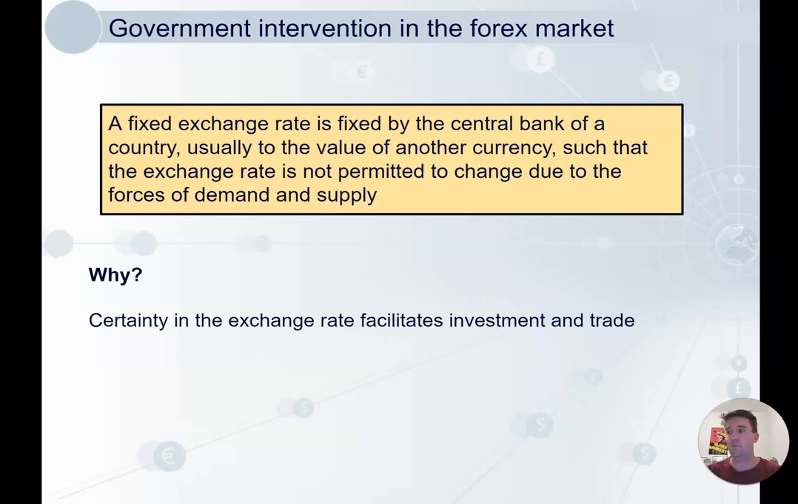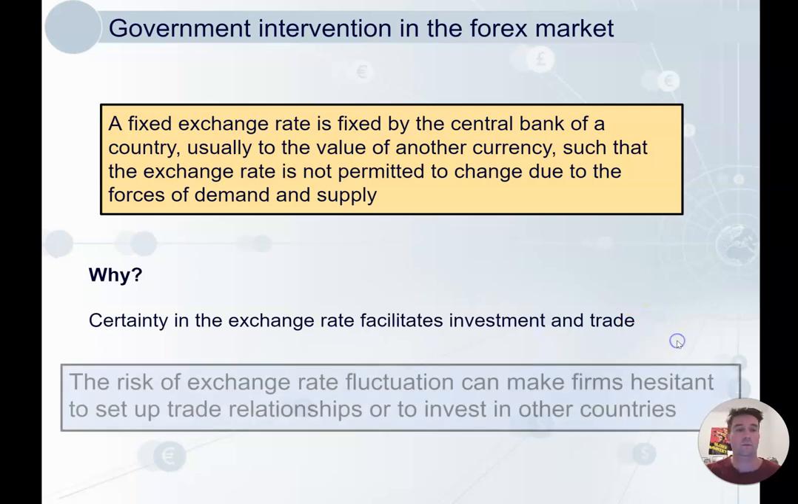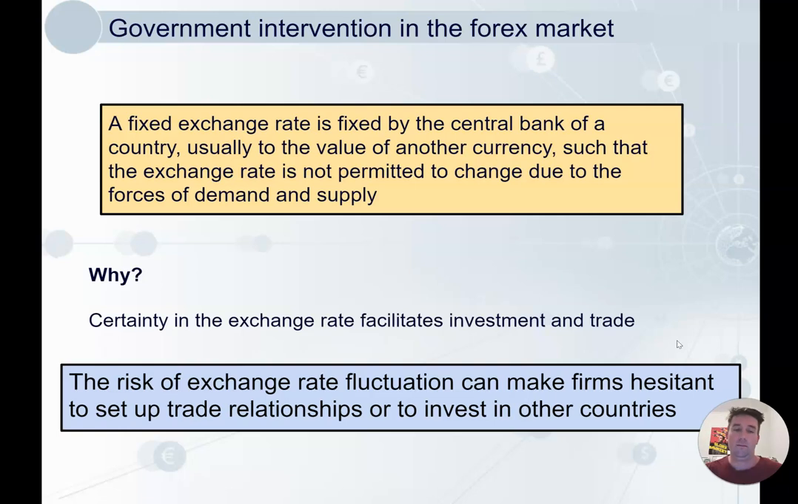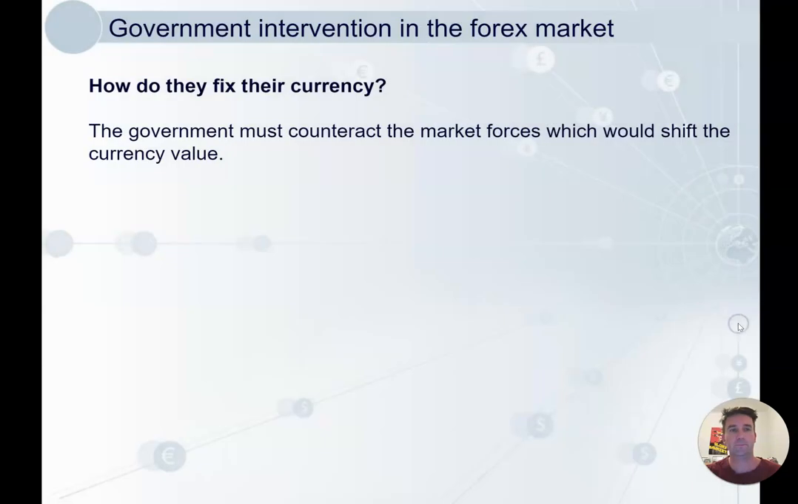Trade relationships are generally longer term. So if you say, we're going to buy this good from India, you're going to think about doing that for a long time. If you know that their exchange rate is not going to change, you might be more willing to do that. This is what I just said. The risk of exchange rate fluctuation can make firms hesitant to set up trade relationships or to invest in other countries. They might not know what kind of return they're going to get. So a fixed exchange rate can avoid that.